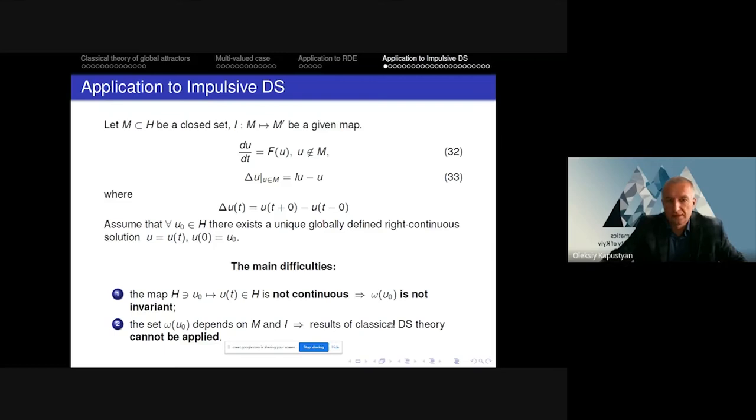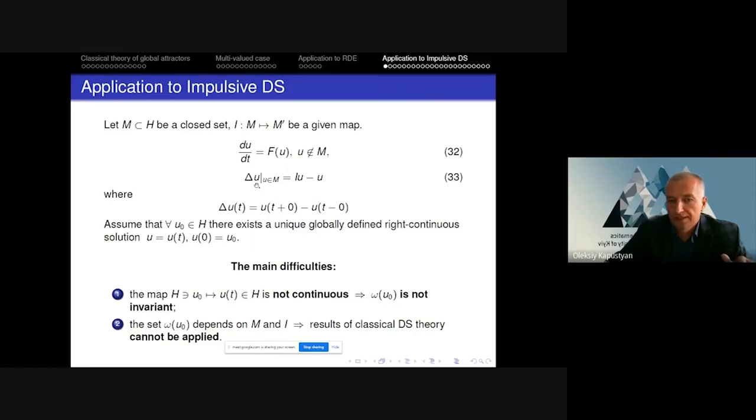And so the final part of this lecture is devoted to impulsive systems. What does it mean, an impulsive dynamical system, and what difficulties do we face in this case? So an impulsive system is an autonomous system like that one, but the phase point may have jumps when this phase point reaches some fixed subset M of the phase space. So in fact, our system consists of an evolutionary equation plus the jump law.